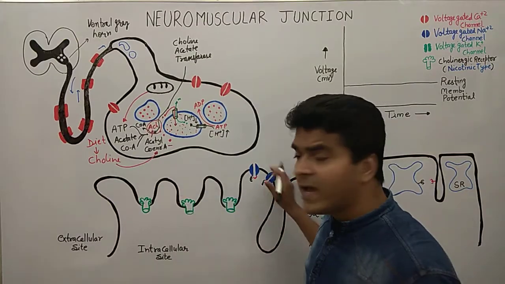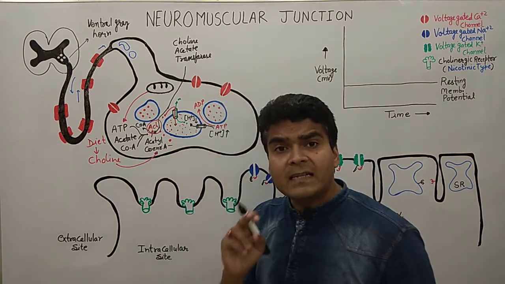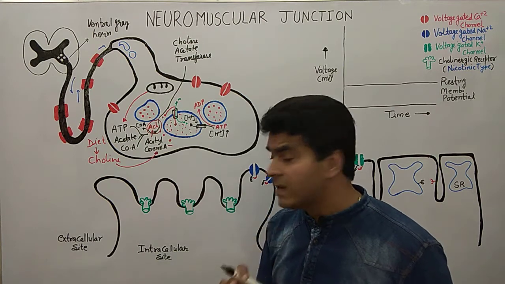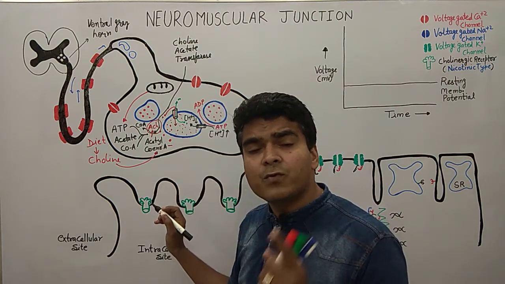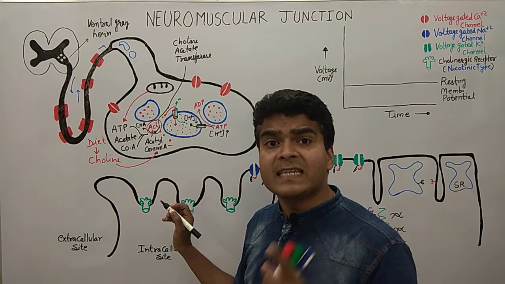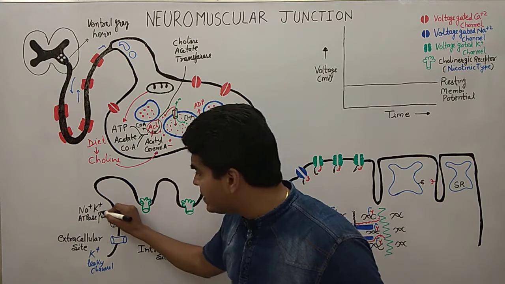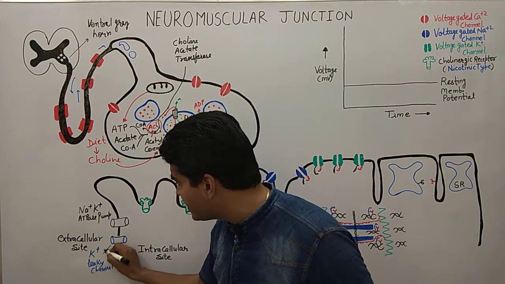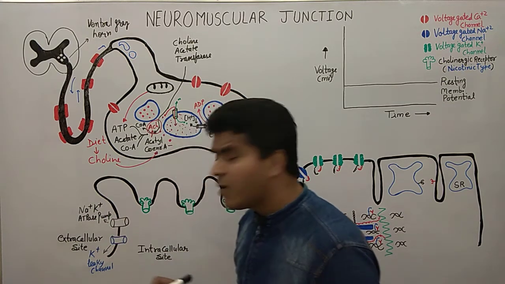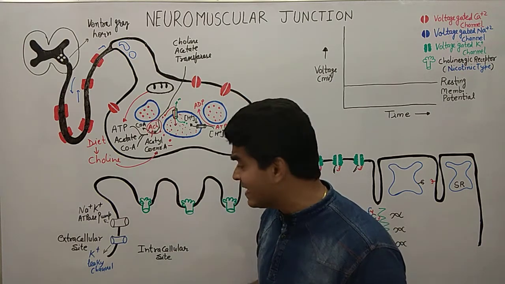Suppose this is a muscle fiber. On the muscle fiber we found two types of channels. The first channel is the sodium potassium ATPase pump, and the second is the potassium leaky channel. I am just drawing them. This is the sodium potassium ATPase pump, and this one is the potassium channel. Now what happened in the resting condition?